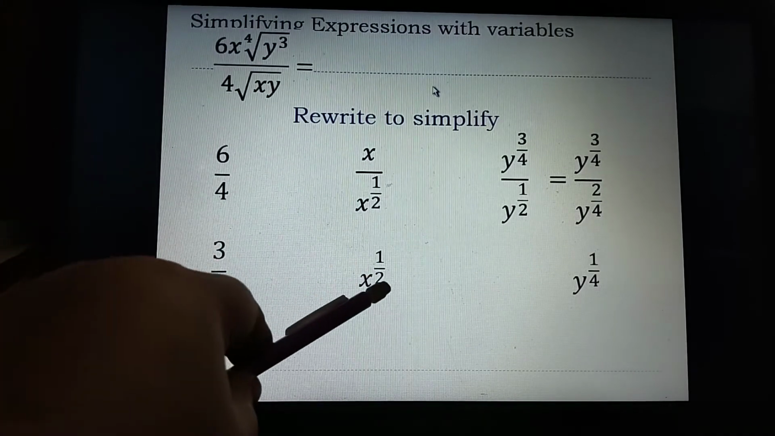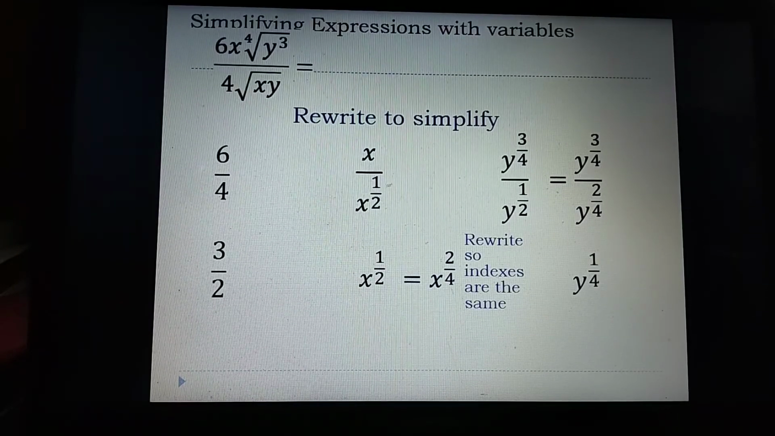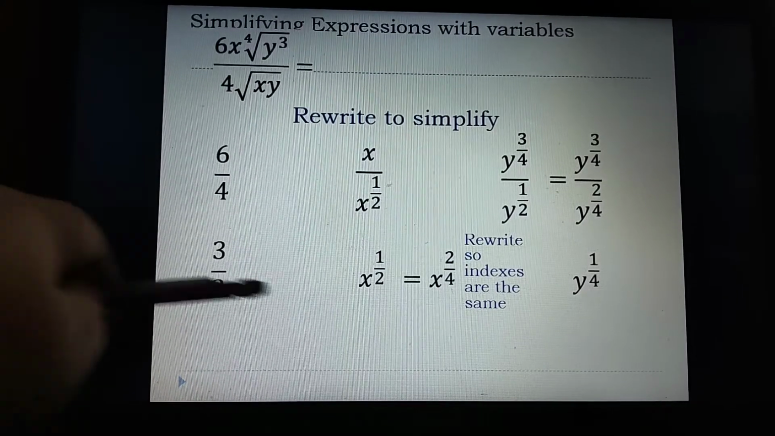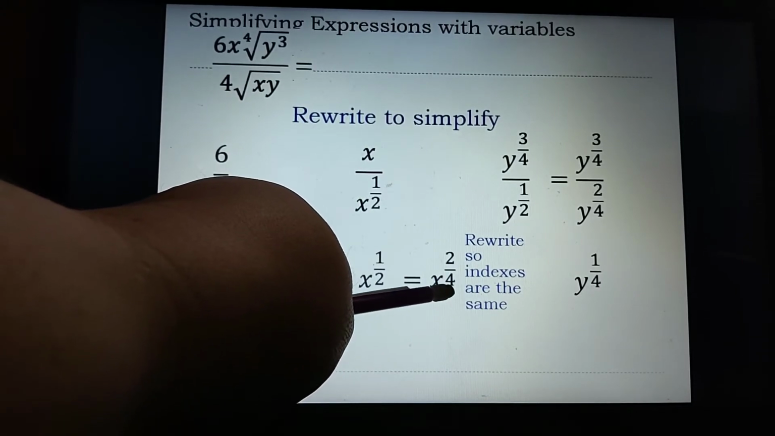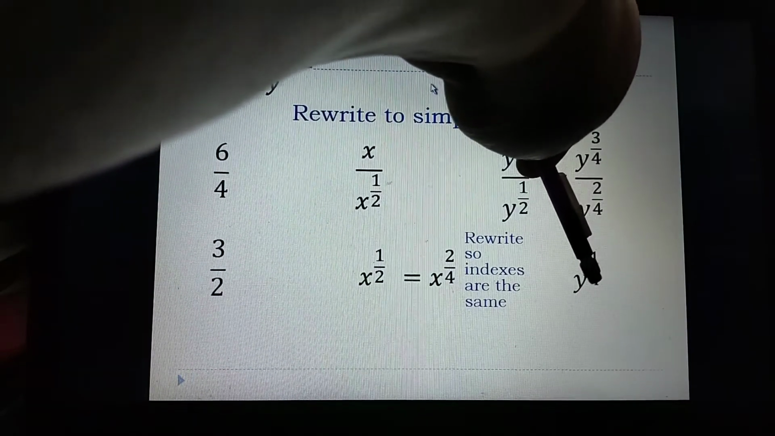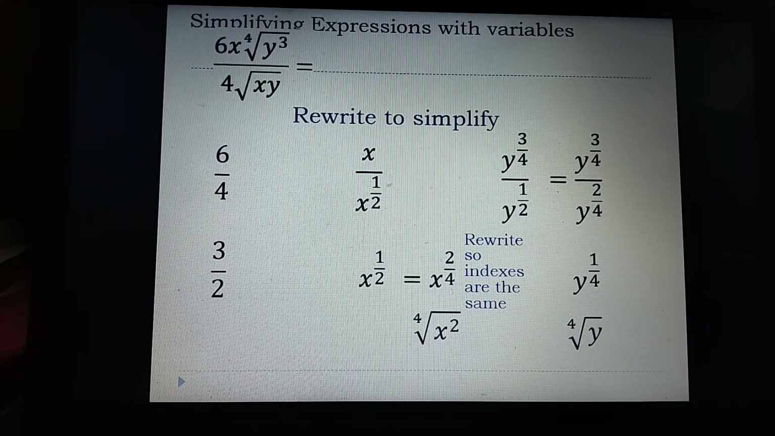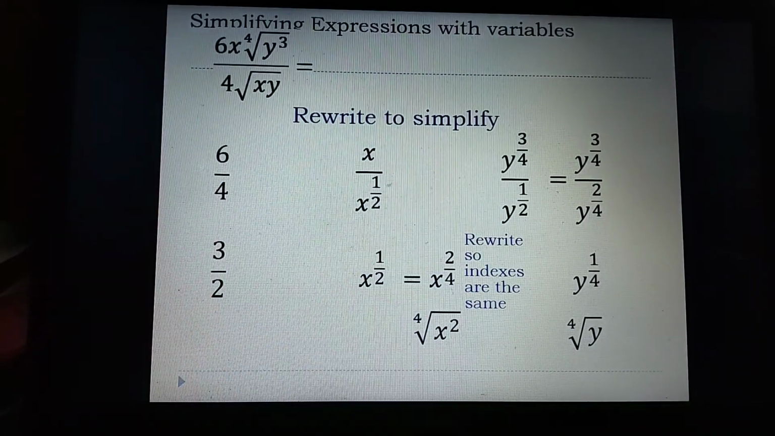Okay, now the only thing is this is a 2 on the bottom, this is a 4 on the bottom. We need them to have the same number on the bottom because that's going to become our index. So I'm going to change the 1/2 into 2/4. Okay, 3/2 is done. That's simplified. My x to the 2/4, my numerator is smaller than the denominator, so I'm just going to turn that back into a radical. Same thing with my y. My numerator is smaller than my denominator, so I turn it back into a radical. Now, because they have the same index, I can combine them together underneath the same radical.